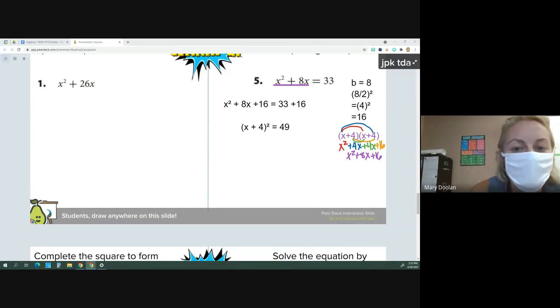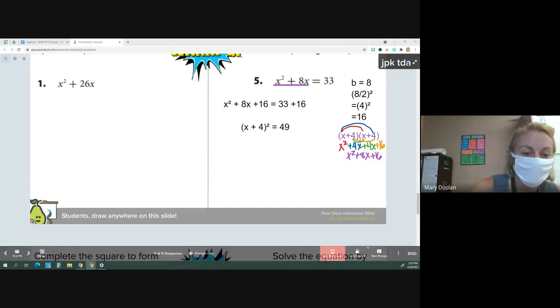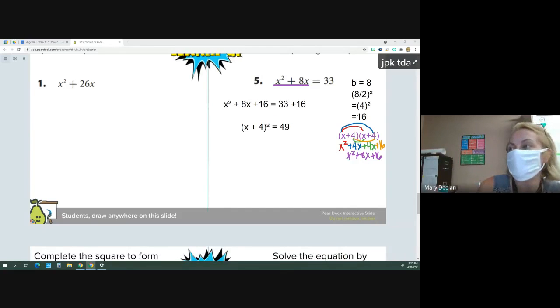Okay, and so we were just kind of undoing that with this, because it is a perfect square trinomial, we're able to write it this way. But now what we're going to do is what we were doing earlier this week, we're going to take the square root of both sides.